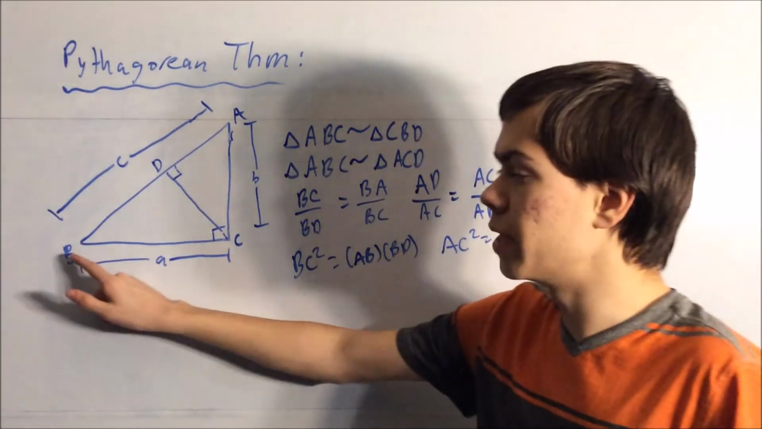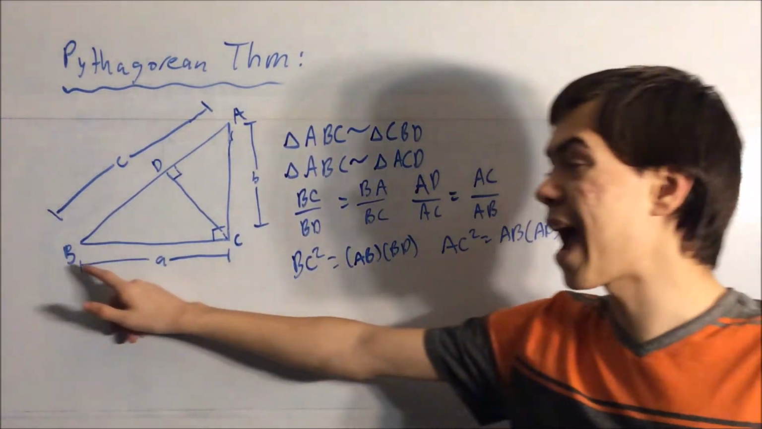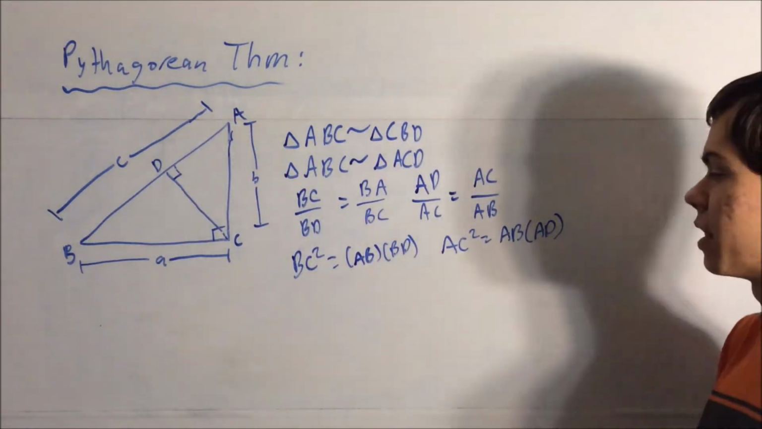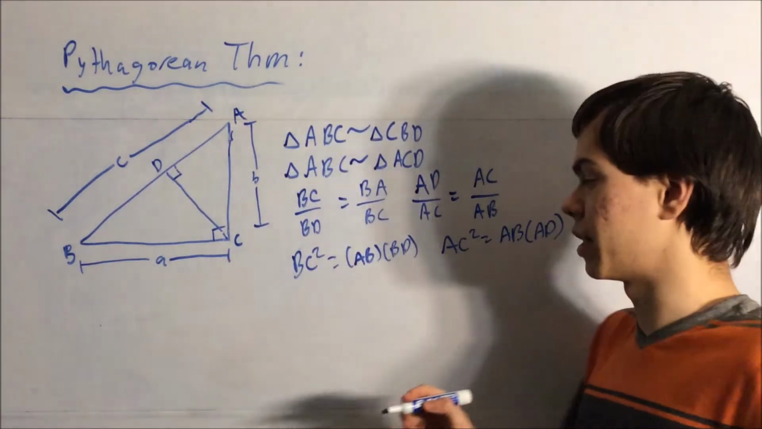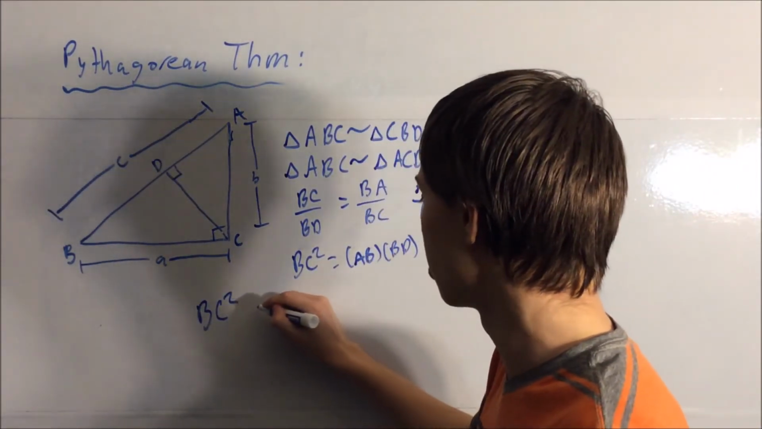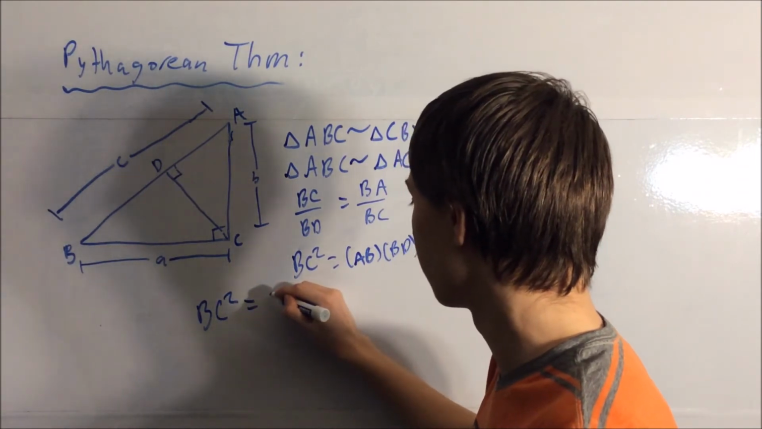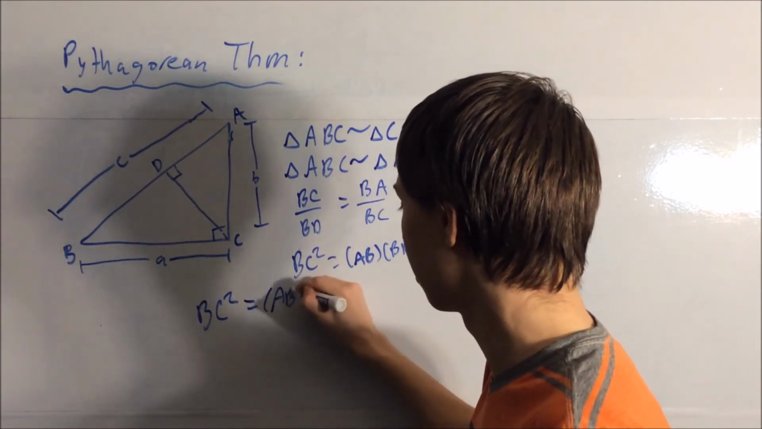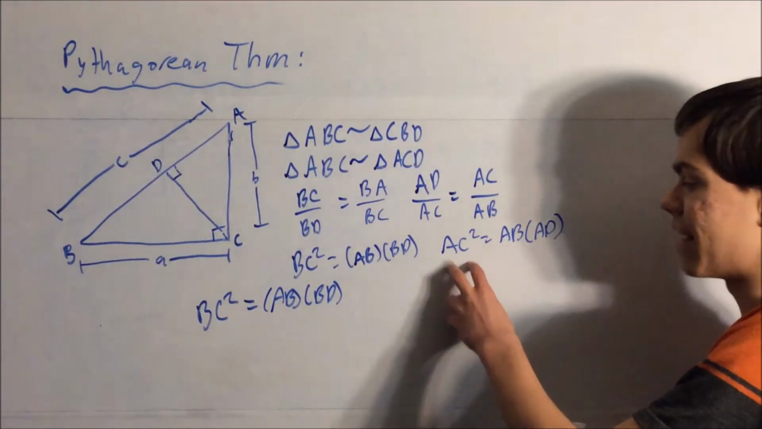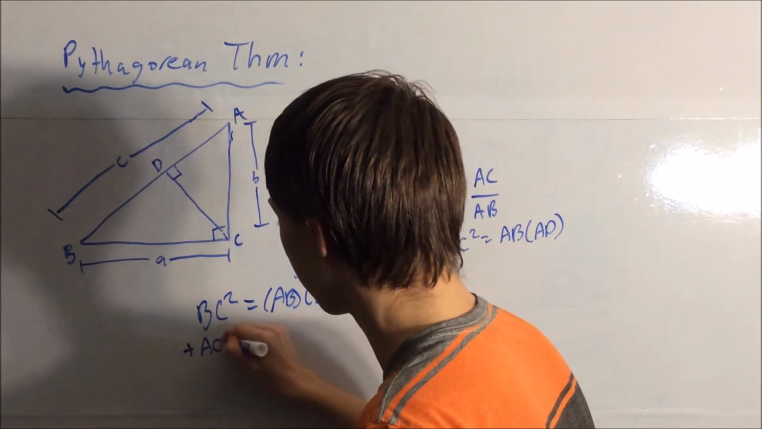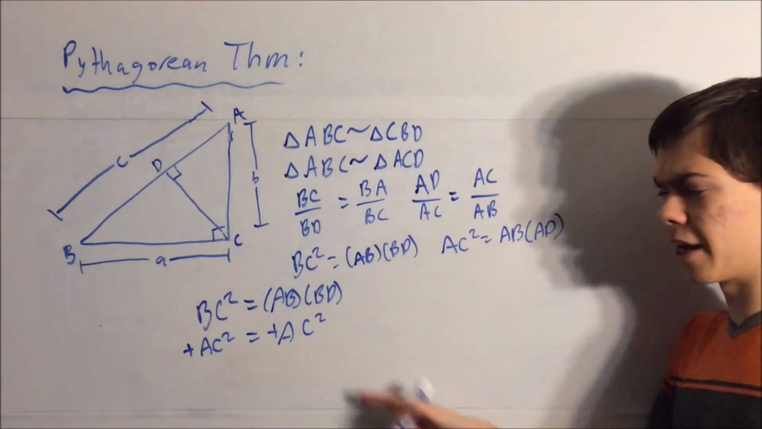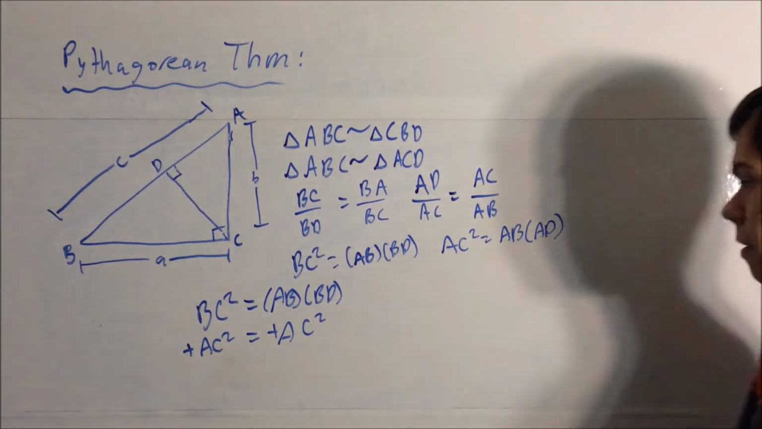Here's another thing. I'm going to pretty much add BC squared plus AC squared. Why am I doing this? Because you're going to see what happens when I do that, right? That's basically the way I like to show what's going on. So BC squared equals AB times BD, right? I can add AC squared to both sides, right? We can do this. This is fine. This is the addition property of equality.